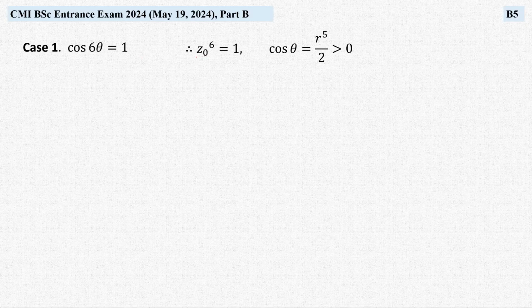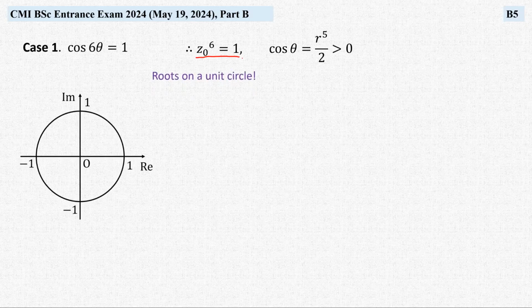In this case, we have z0 to the 6th power equals 1, and like I said, this is an easier equation because now all roots are on the unit circle on the complex plane. More specifically, the 6 roots of this equation are given like this. One root is always 1. The other roots are on the vertices of a regular hexagon inscribed in the unit circle, with one of the vertices located at the obvious root 1.